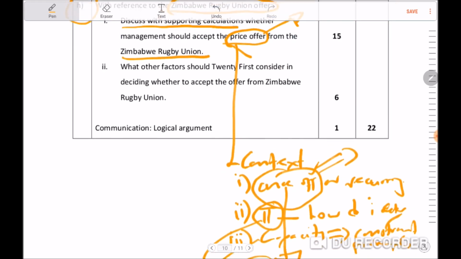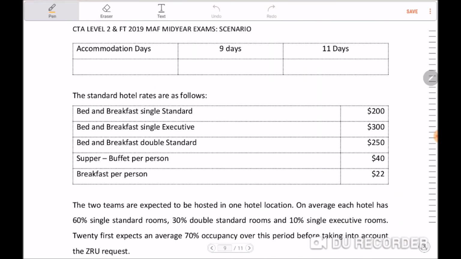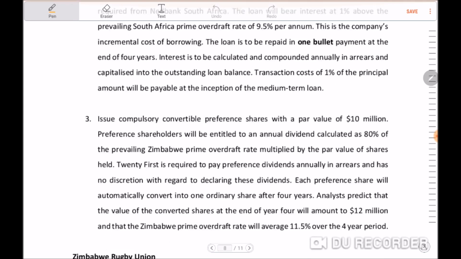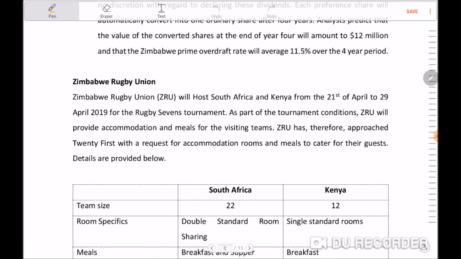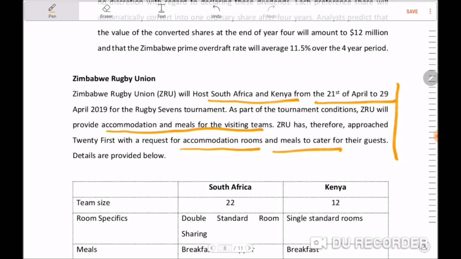So let's go back to our scenario where we're given information around this ZRU contract. Starting on this page, the ZRU hosts South Africa and Kenya from the 21st of April to 29th April for a sevens tournament. The ZRU provides accommodation and meals for the visiting teams, and has therefore approached us with a request for accommodation rooms and meals to cater for their guests. So we conclude that this was a once-off transaction. They don't want these rooms on a recurring basis.